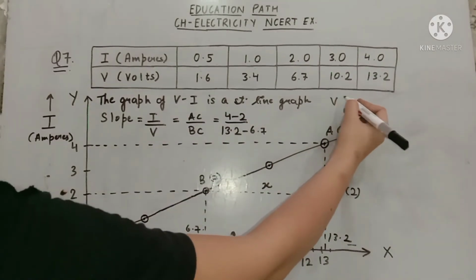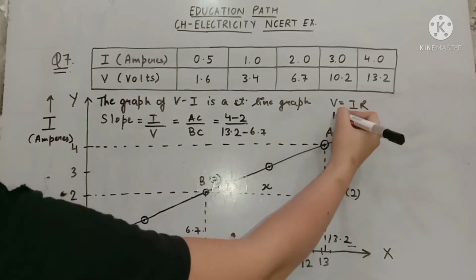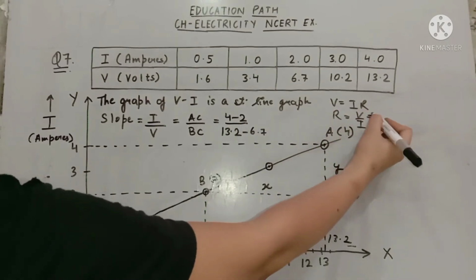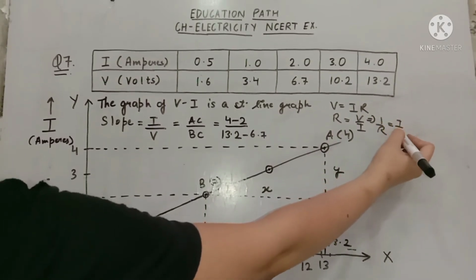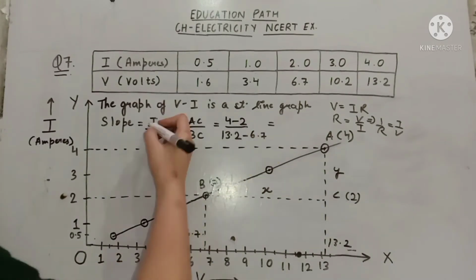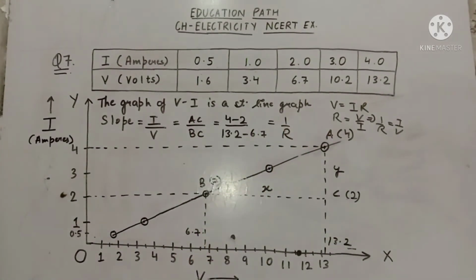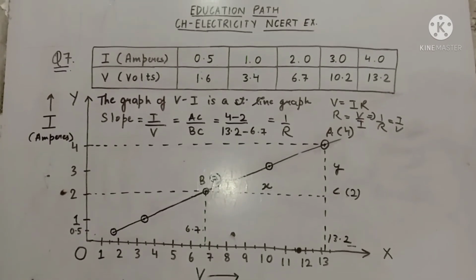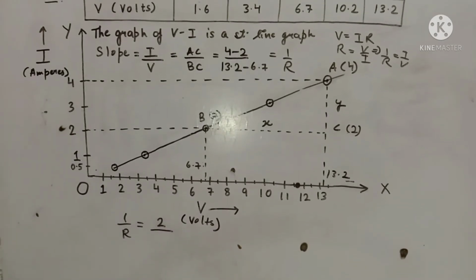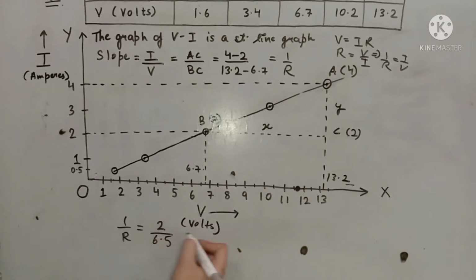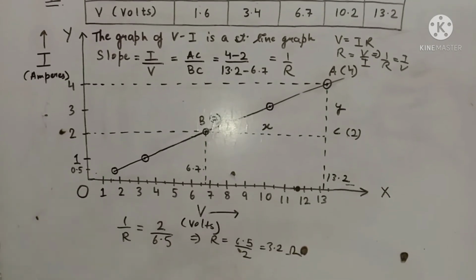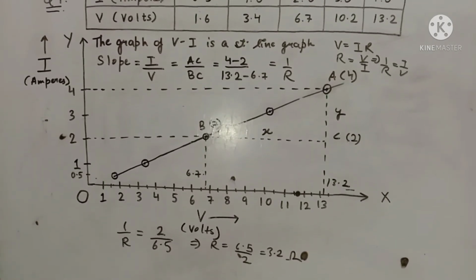We know V is equal to IR. So R is V upon I. So 1 upon R is I upon V. I upon V, which is 1 upon R, is 4 minus 2, which is 2, upon 13.2 minus 6.7, which is 6.5. This implies R is 6.5 upon 2, which is 3.2 ohms. So the value of resistance is 3.2 ohms.